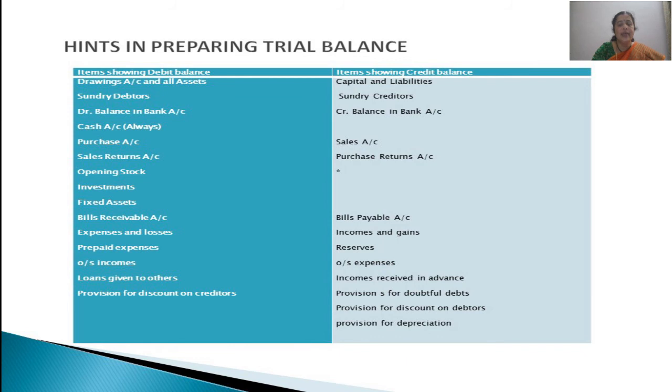Sales is an income. Purchase returns means goods going out. Bills payable is a liability, like that. I have made this very small list. And you know one thing, in case of nominal accounts, credit all incomes and gains. So some incomes and gains are written here. I have made a small list of the accounts which may normally show debit and credit balances.